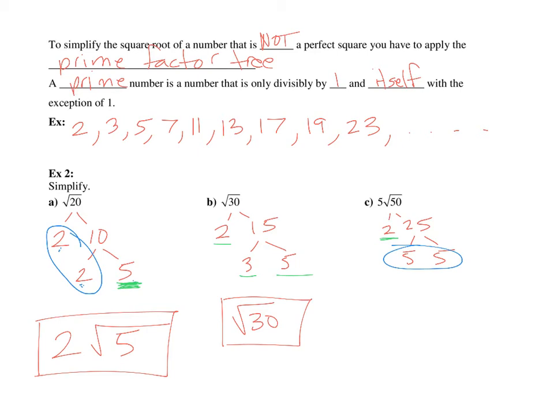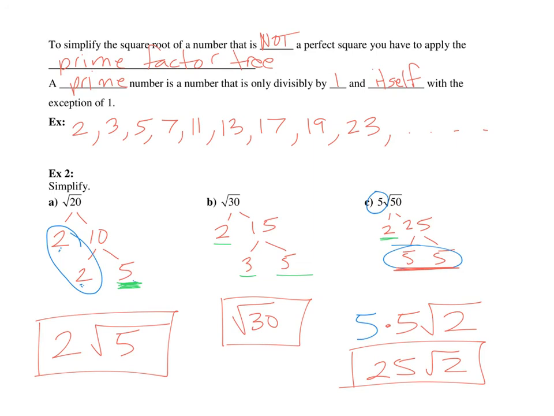Okay, now notice I started with a 5 in the very beginning. So I have a 5. And then now I'm pulling out a 5 because I have a pair of 5s. So you just pull the number itself out, whatever you have a pair of. And then what's left in the square root? 2. All right, on the outside here I have 5 times 5, which is 25. So my final answer is 25 square root of 2.